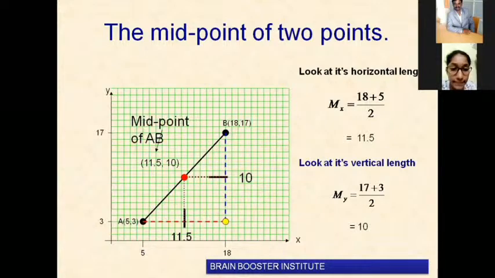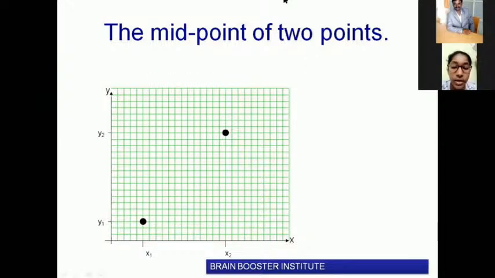Midpoint of AB. Now let's find the derivation of the formula. We have taken A as (5, 3), which is x1, y1. Here (18, 17) is x2, y2. Now let us draw the line segment AB.